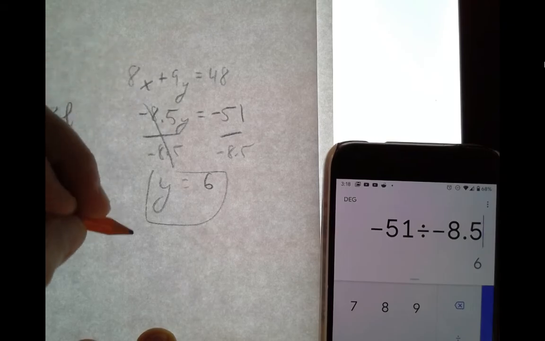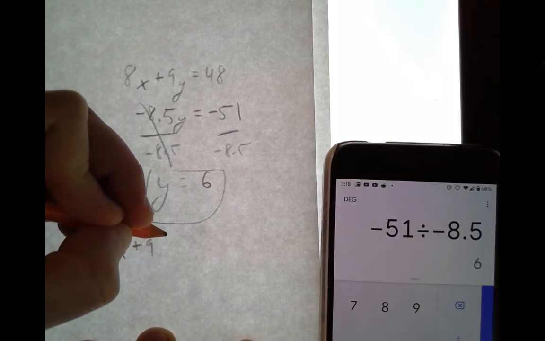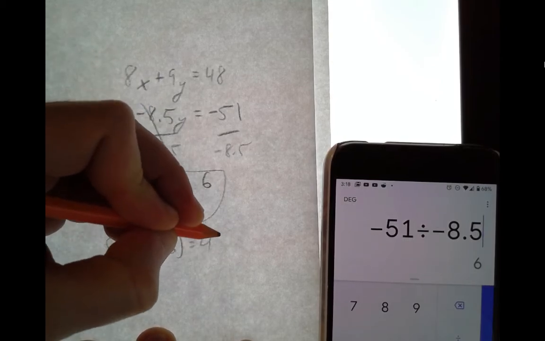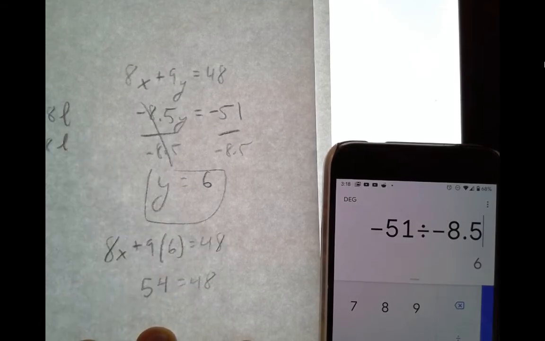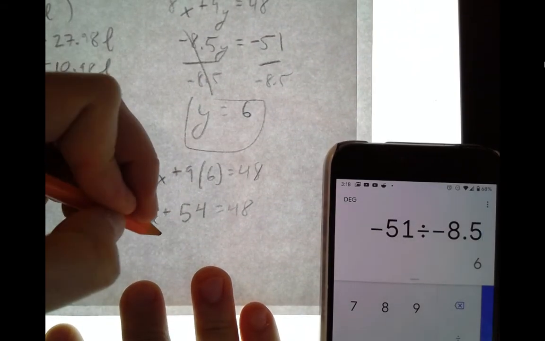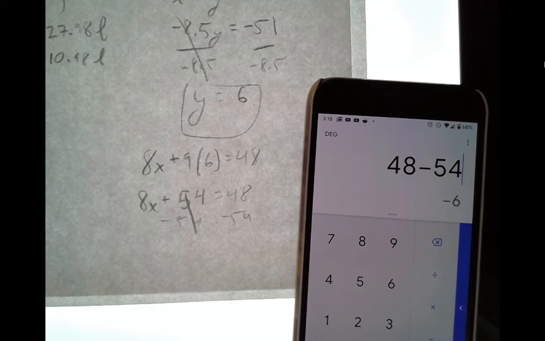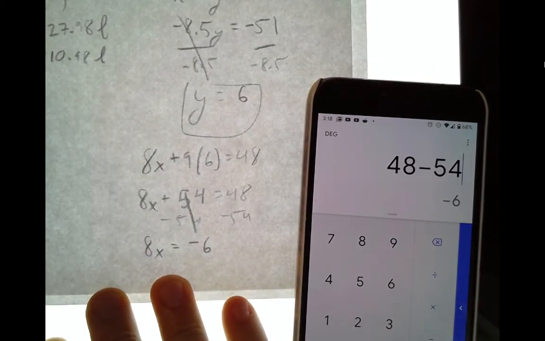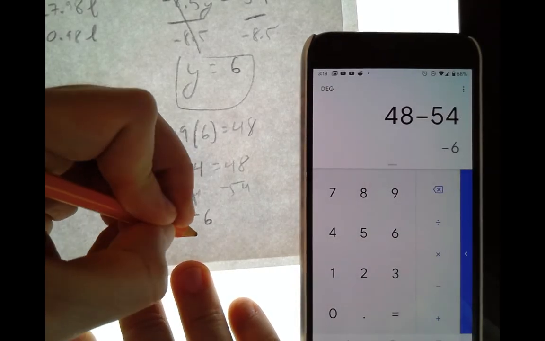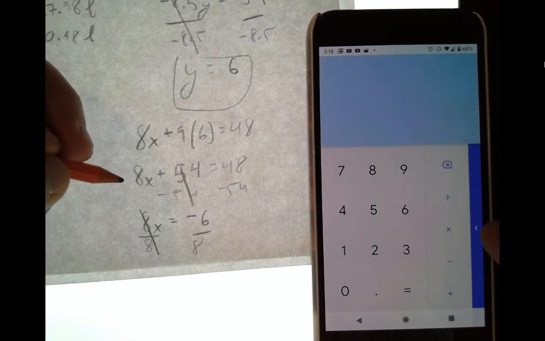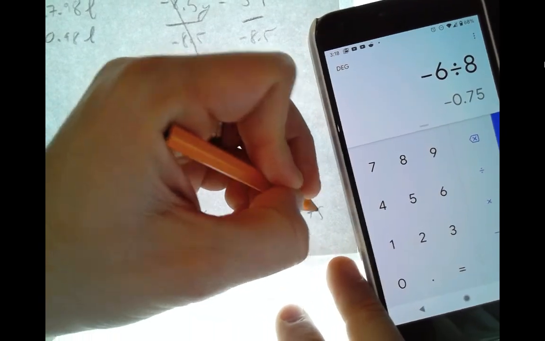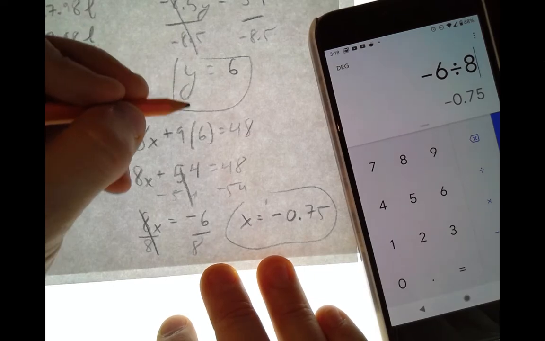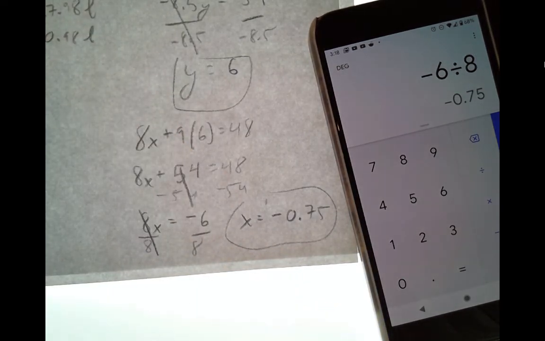I can plug this back into this equation here. So 8x plus 9 times, instead of y, times 6 equals 48. 9 times 6 is 54. So 8x plus 54 equals 48. Subtract both sides by 54. Let's use a calculator just to make sure we're good there. 48, take away 54. 8x equals negative 6. Now this is going to be a decimal, but that is okay. Divide both sides by 8. So negative 6 divided by 8 is going to be, x will be negative 0.75.